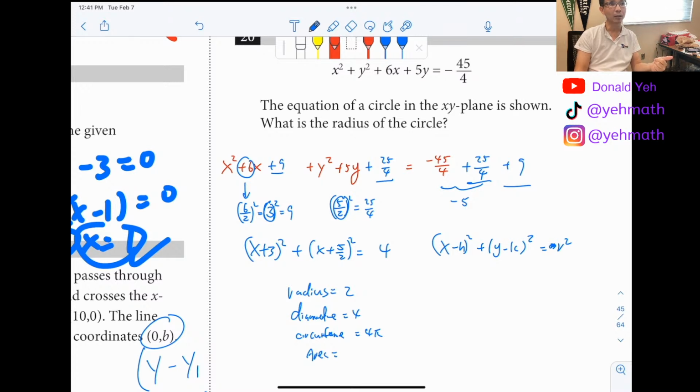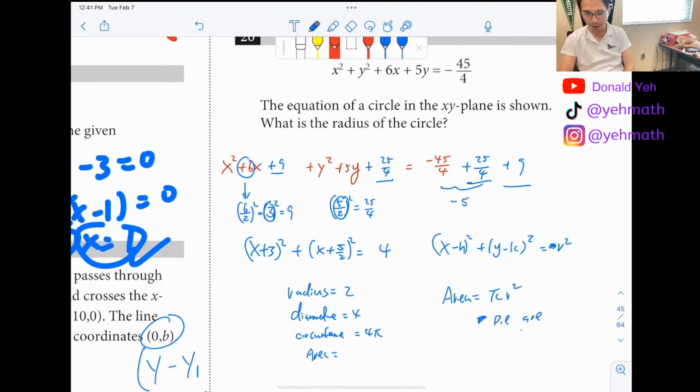A lot of you guys don't know your circumference formula here. Raise your hand if you don't know circumference. Alan, do you know the circumference formula? Circumference. No, that's area. Area is pi r squared.